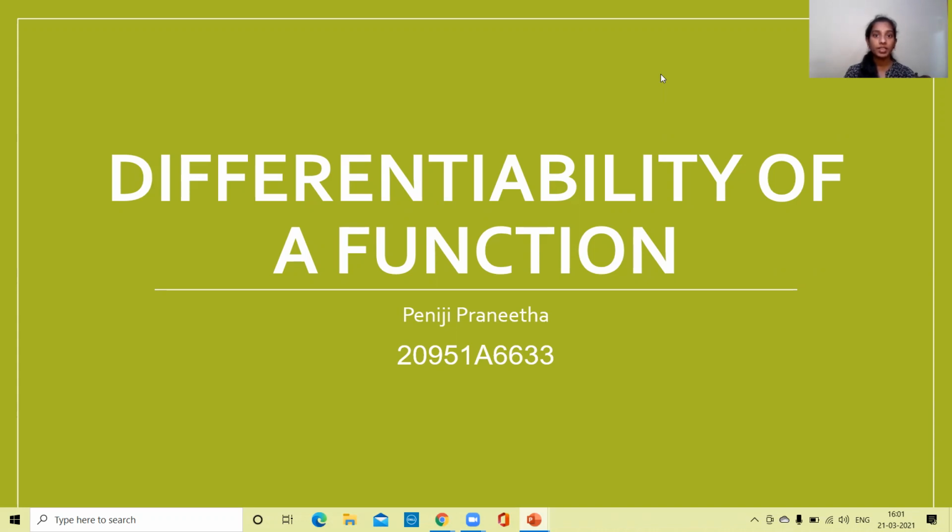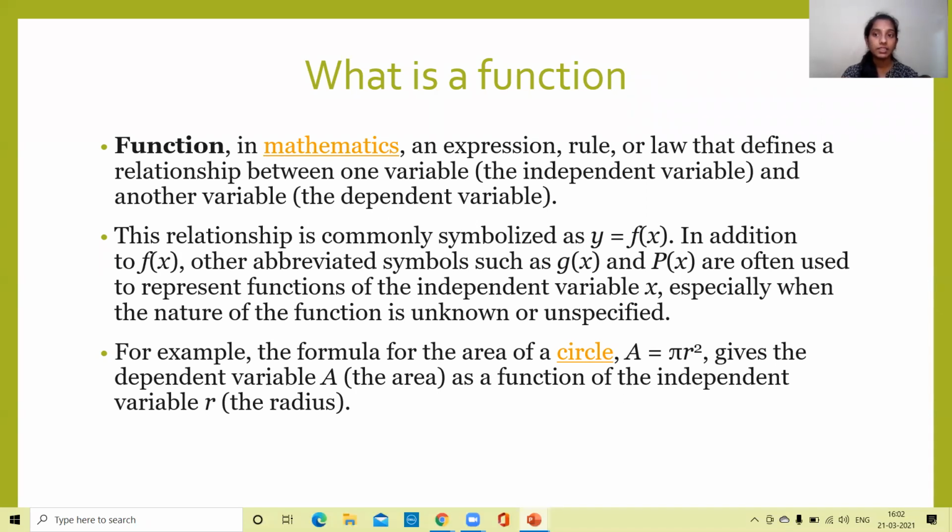My topic is differentiability of a function. Before entering the topic, let's understand what is a function. Function, in mathematics, is an expression, rule, or law that defines a relationship between one variable, the independent variable, and another variable, which is the dependent variable. The relationship is commonly symbolized as y equal to f of x.